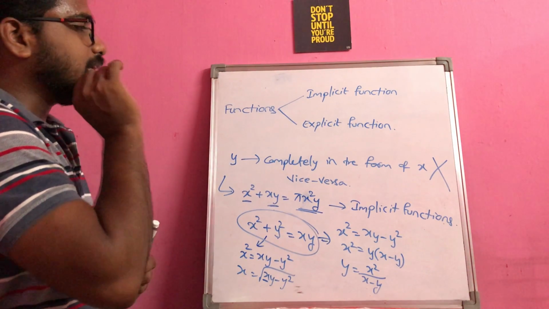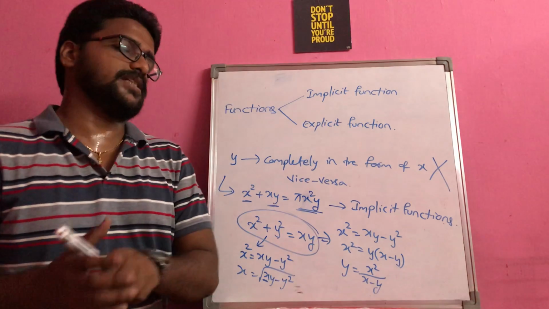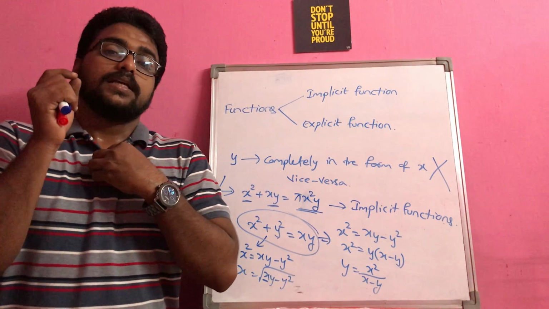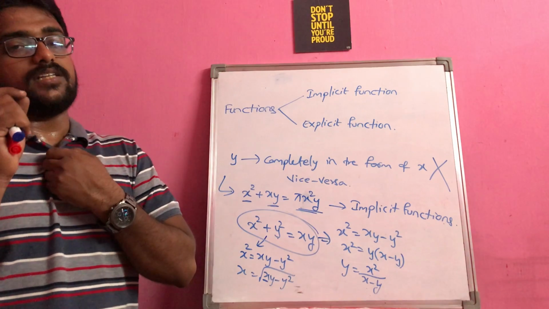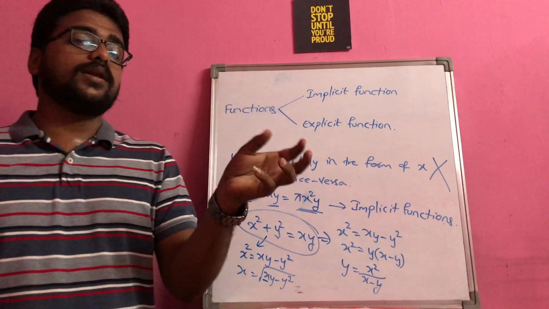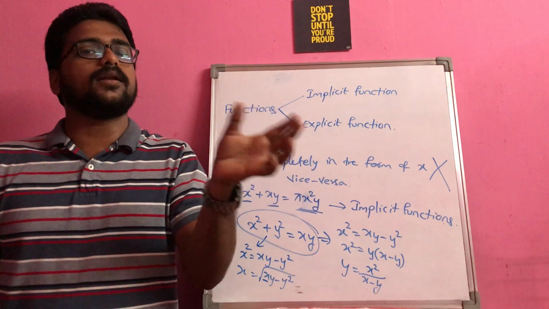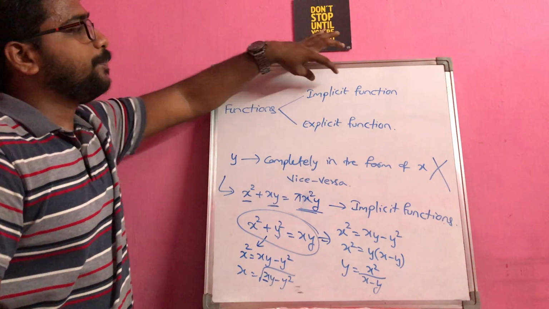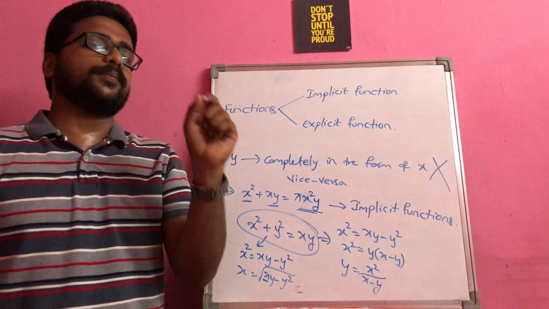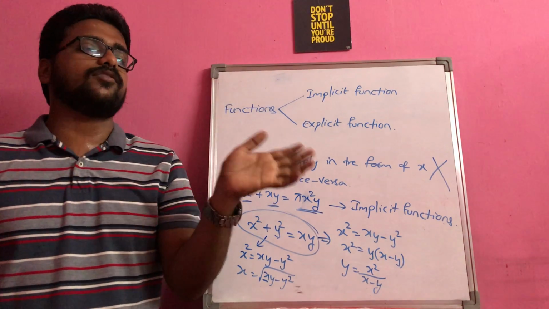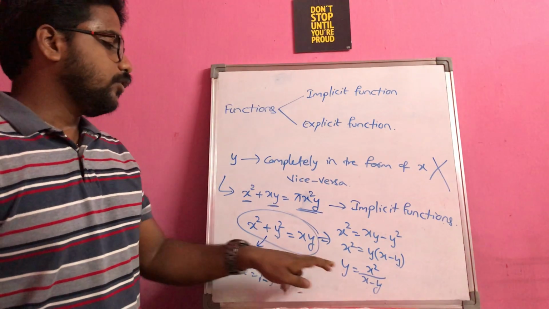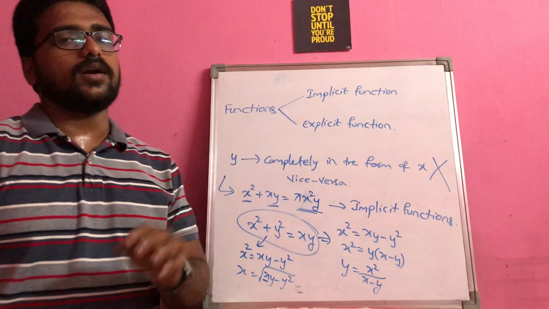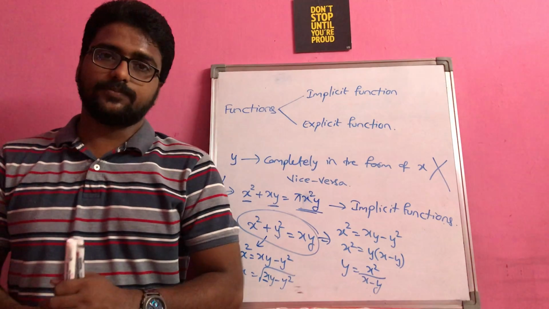So the basic difference between implicit and explicit is, explicit functions can be modified in such a way that y can be written purely in the form of x or x can be written purely in the form of y. Whereas implicit functions, we cannot represent the function purely in the form of the other variable. You will be getting like this or like this. That is why these functions are called implicit functions, right?